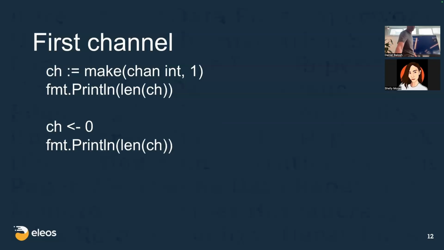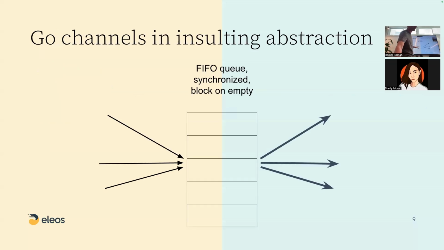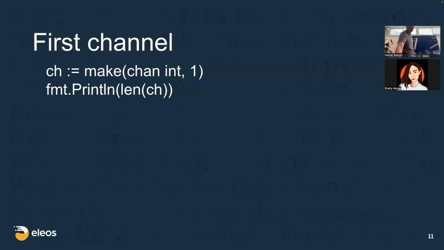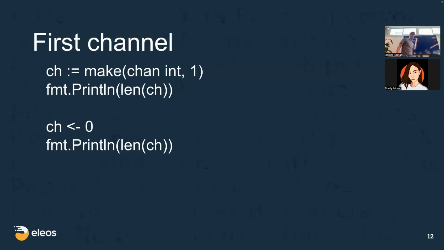A channel, for our consideration, is just a queue. That's the size of the queue, yes, it's really a queue. If you make it 1, it's 1. If you make it 100, it's 100. Maybe it's worth mentioning that a channel is basically a way to communicate between threads.